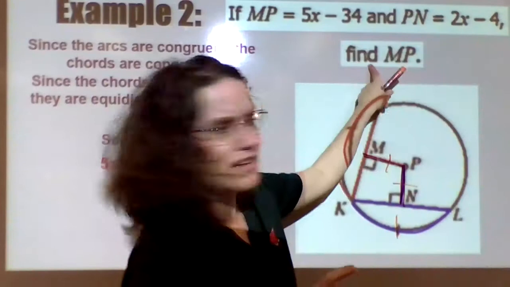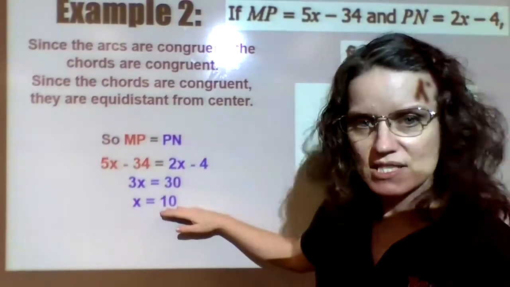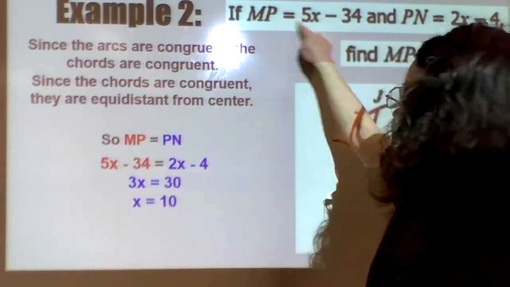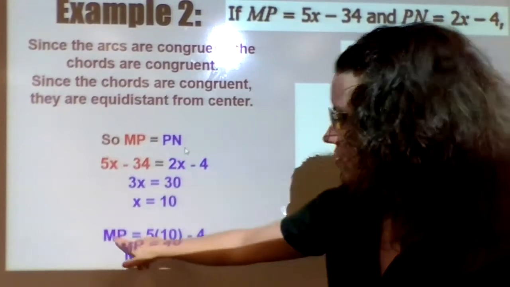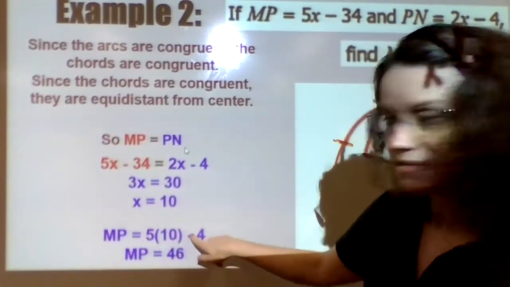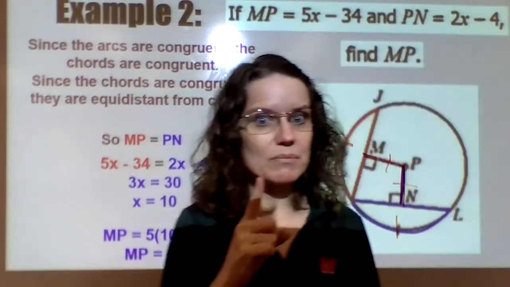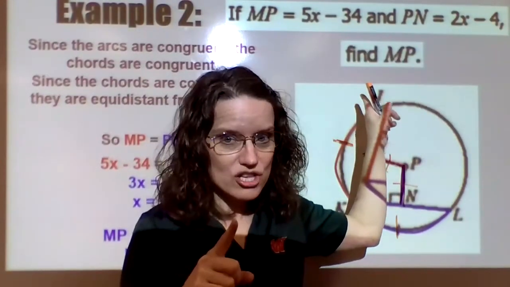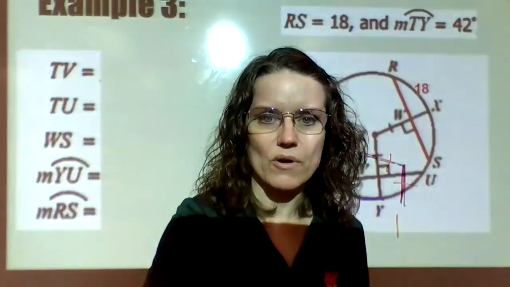But wait, that's not what I was supposed to find. I'm supposed to find NP. So I'm going to have to use this value now and plug it back into my equation for MP. So MP equaled 5 times x minus 4, and you get that MP equals 46. So always double check that you've actually answered the question and not just found x, because sometimes you've got to do a little bit more.